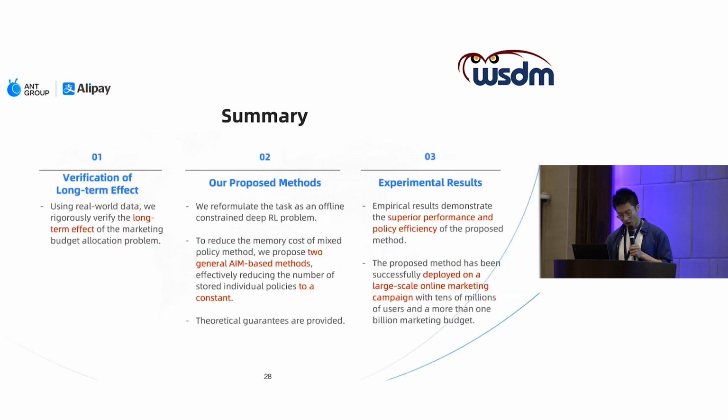In summary, our contributions are threefold. First, we rigorously verify the long-term effect of the marketing budget allocation problem. Then, we formulate the task as an offline constrained deep RL problem and propose 2 methods to solve it while effectively reducing the number of stored individual policies to a constant. Both methods have theoretical guarantees.